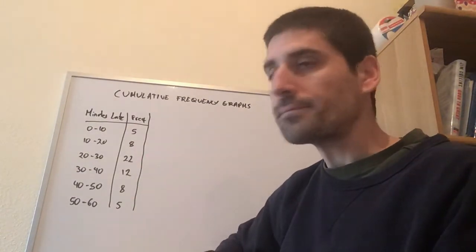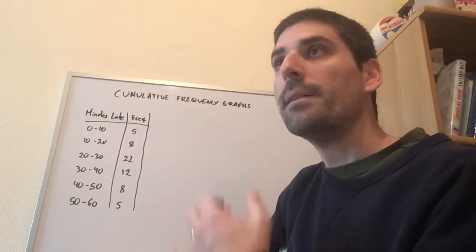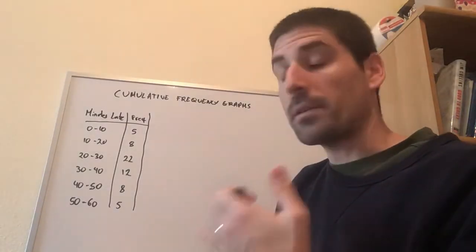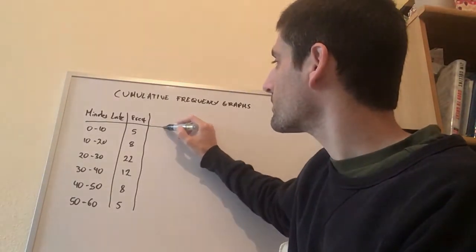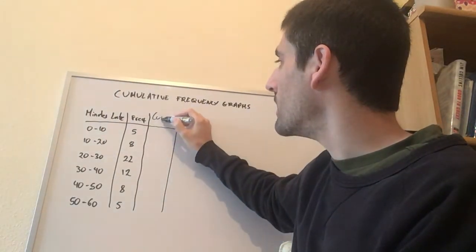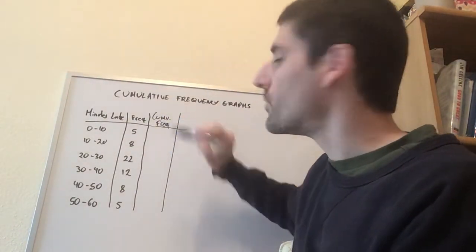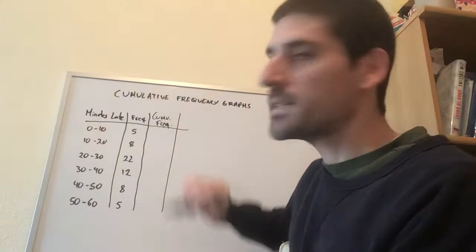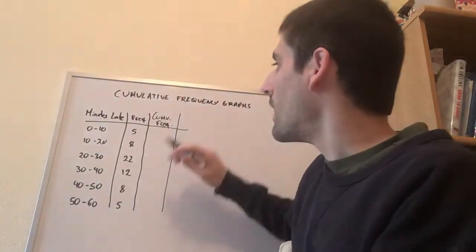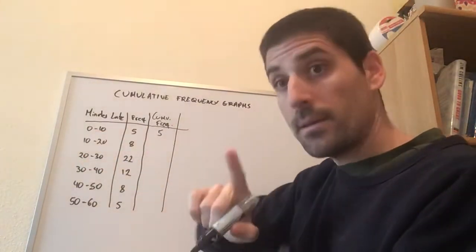Okay, so if they ask me to draw a cumulative frequency graph, the first thing I need to do is to find the cumulative frequency. Now the cumulative frequency is just a fancy name for running total. So how many people were between 0 and 10 minutes late? 5. Now comes the tricky bit.